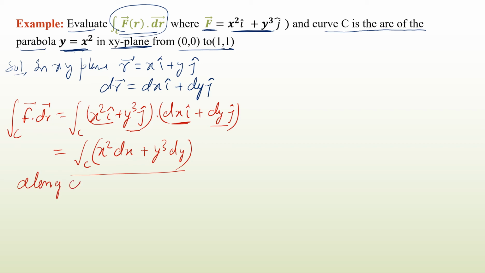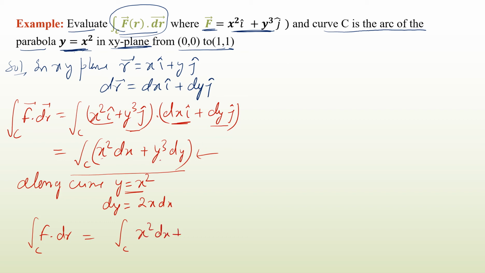The given curve is what? y is equal to x squared. So here we can say dy is equal to 2x dx if we take the derivative. Now if we put that into the integral, we write f dot dr over C as x squared dx plus y, which is x squared whole cubed, and in place of dy we write 2x dx.